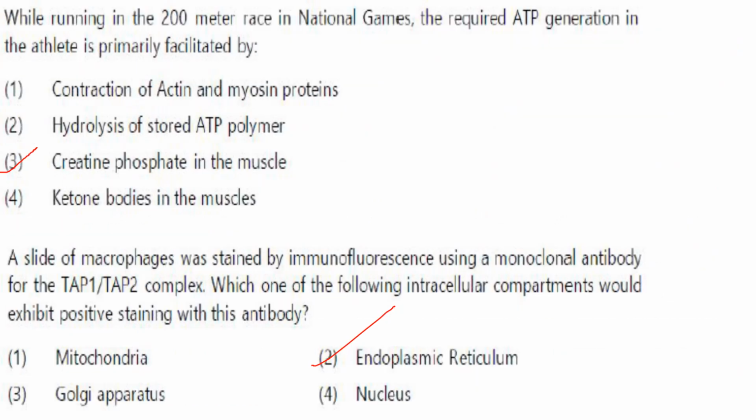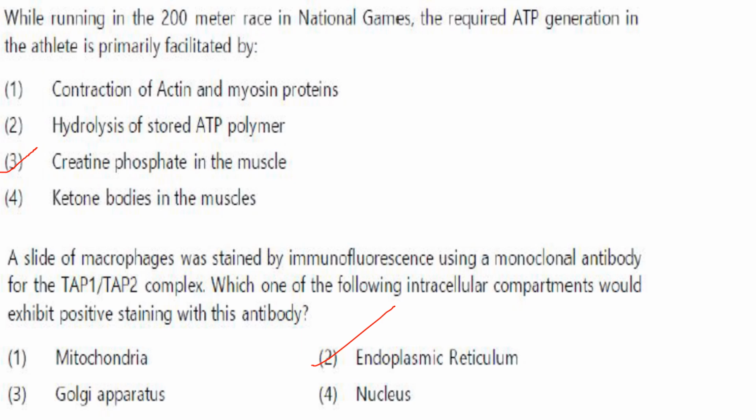Now coming to next one. While running in a 200-meter race in national games, the required ATP generation in the athlete is primarily facilitated by. Now there are two types of ATP generation in such conditions. One is anaerobic glycolysis. Glucose is converted to pyruvate and ATP generating lactic acid. Anaerobic glycolysis is the fastest way to generate ATP but is less efficient because it produces lactic acid which can result in fatigue. So they have not given anaerobic glycolysis in the options.